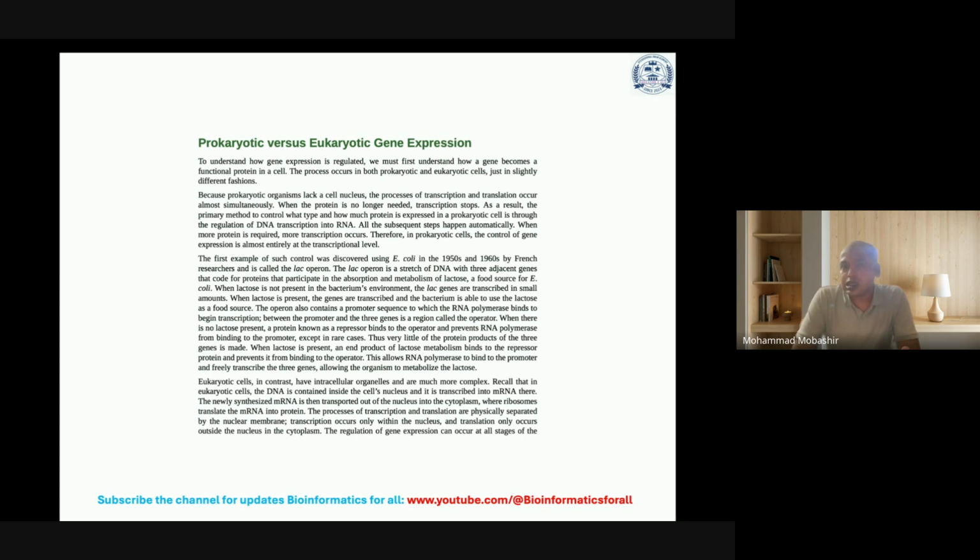All the subsequent steps happen automatically. When more protein is required, more transcription occurs. Therefore, in prokaryotic cells, the control of gene expression is almost entirely at the transcriptional level. The first example of such control was discovered using E. coli in 1950 and 1960, that is called operon, and for which I have shown the videos.